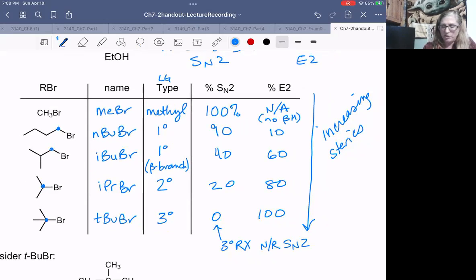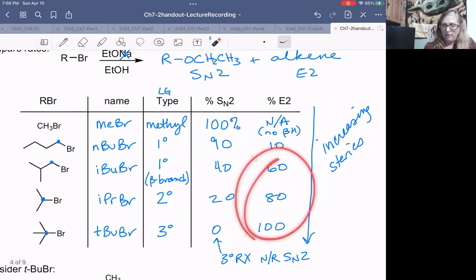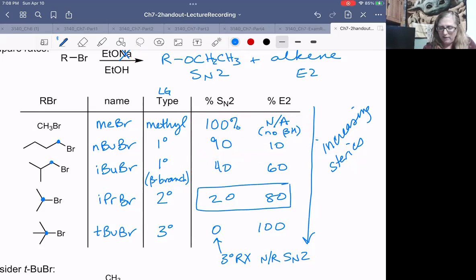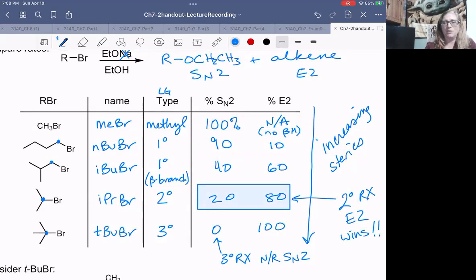Okay, so what's the turning point here for E2 versus SN2? Looks like E2 wins, unless it's primary. Primary is the only time SN2 is going to win. And even with a secondary alkyl halide, we want to point out that E2 wins. So in this E2 versus SN2 competition, it typically goes to E2. That's the winner.